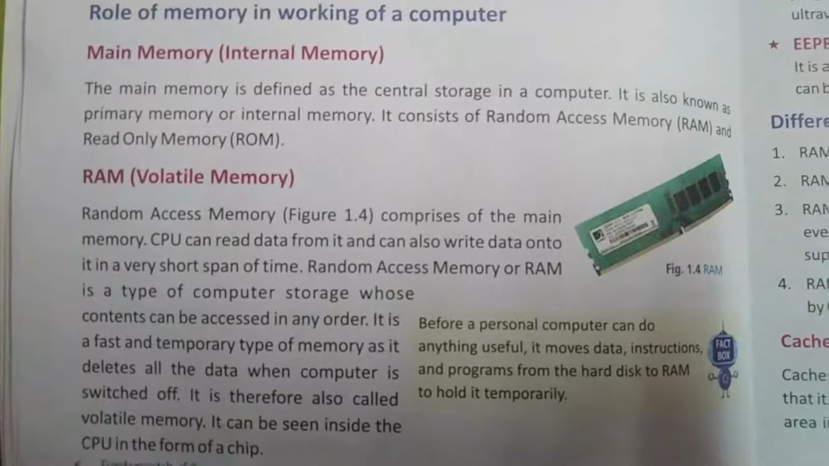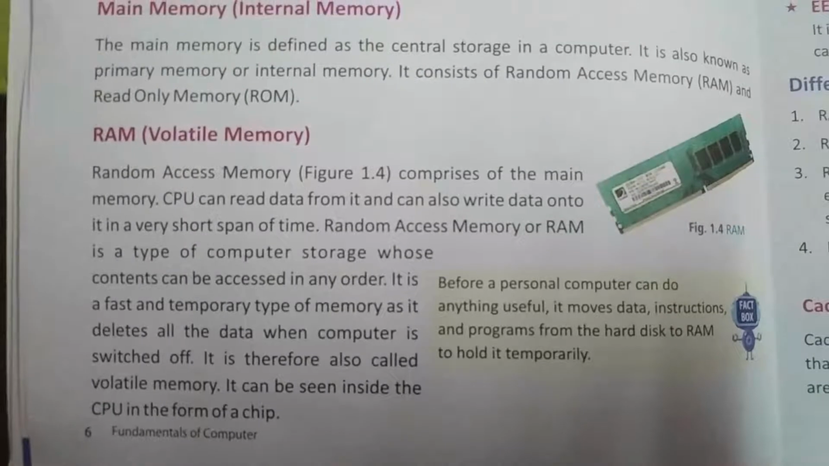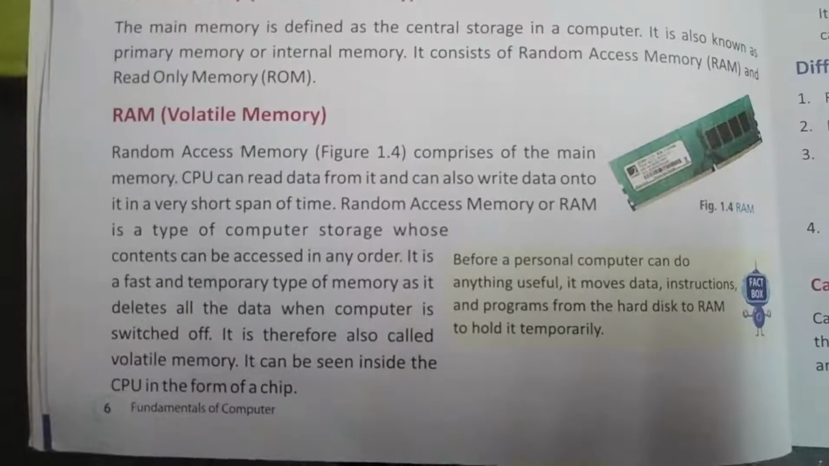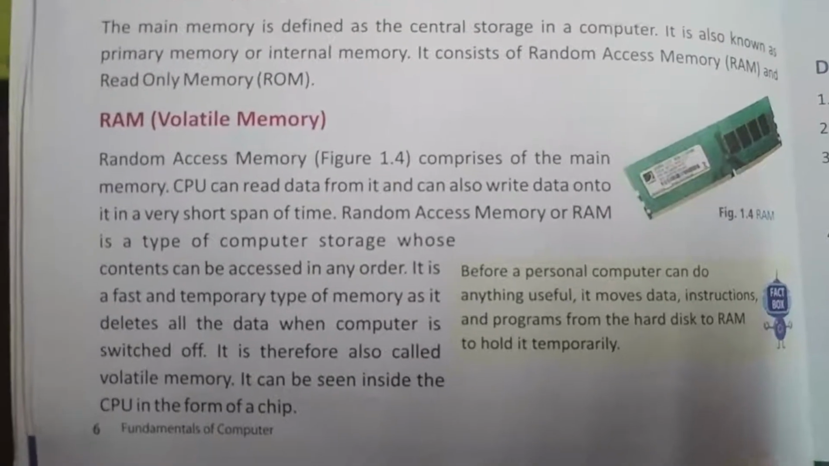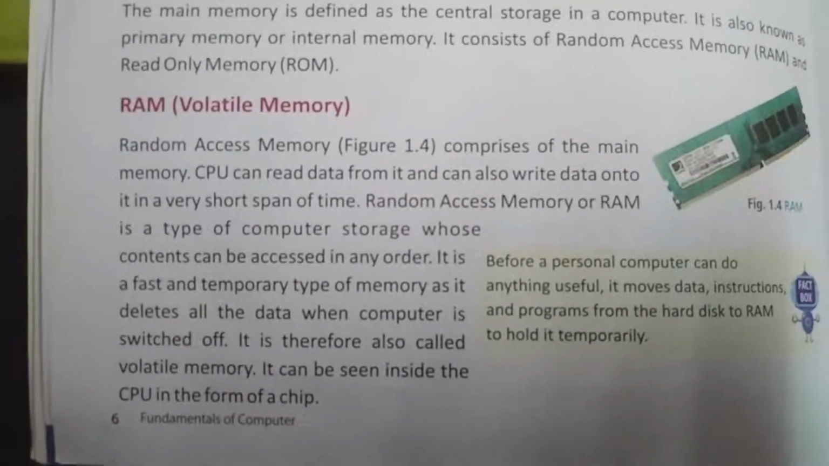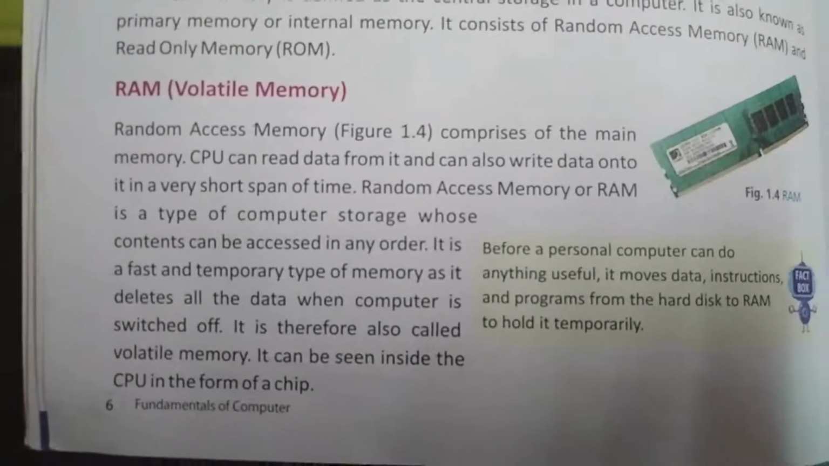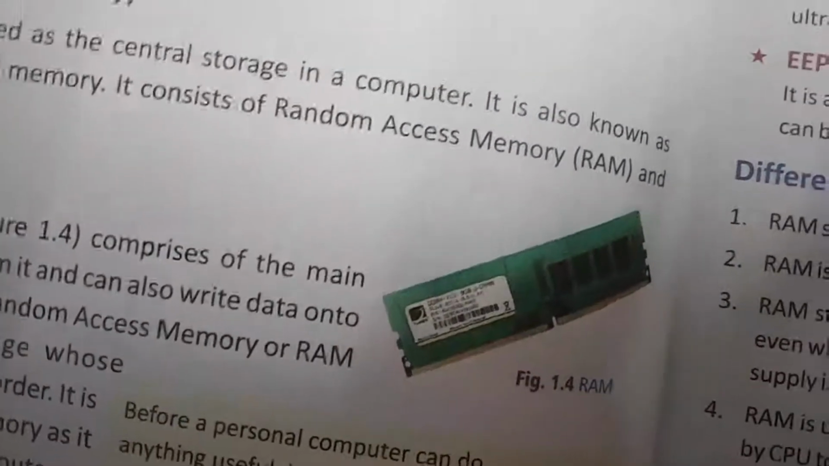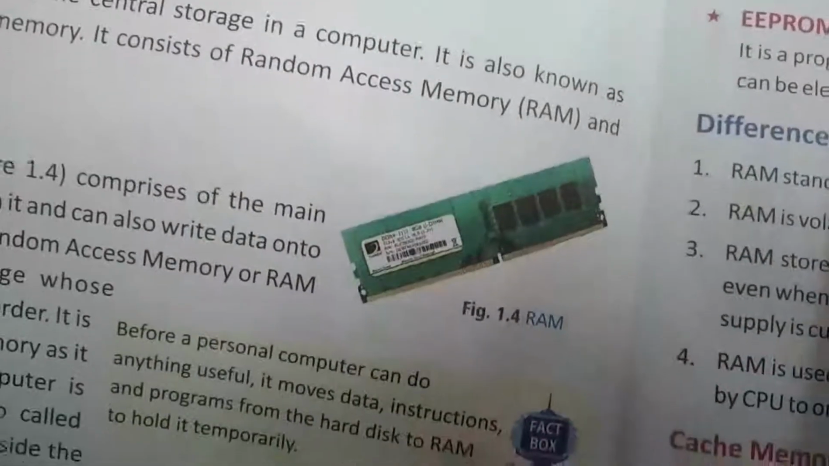of time. RAM is a type of computer storage whose contents can be accessed in any order. It is a fast and temporary type of memory, as it deletes all the data when the computer is switched off. It is therefore also called volatile memory. It can be seen inside the CPU in the form of a chip. See, this is called RAM. Okay, this is RAM.